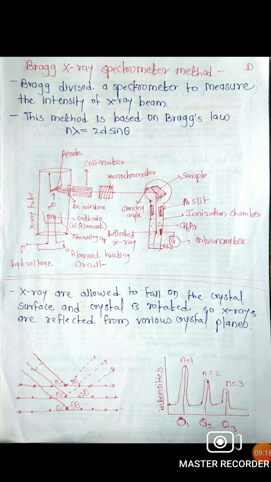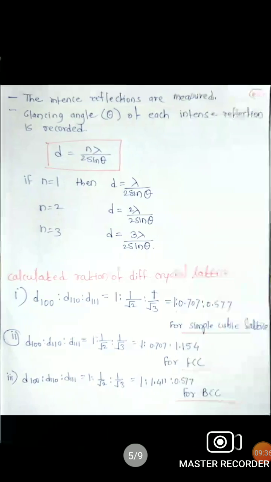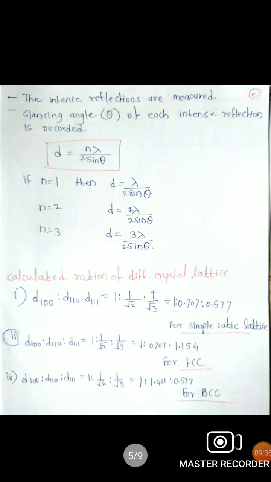Here a graph is given for those 3 lines, that is n equal to 1, n equal to 2, and n equal to 3, against theta. The glancing angles are theta 1, theta 2, and theta 3. The intensity decreases when n increases. Now the intense reflections are measured, and the glancing angle theta of each intense reflection is recorded.